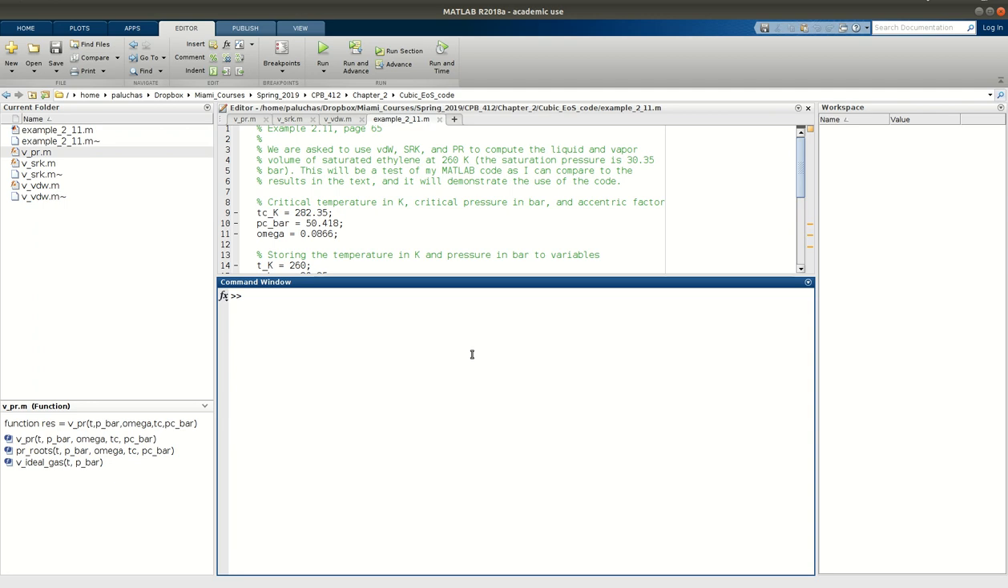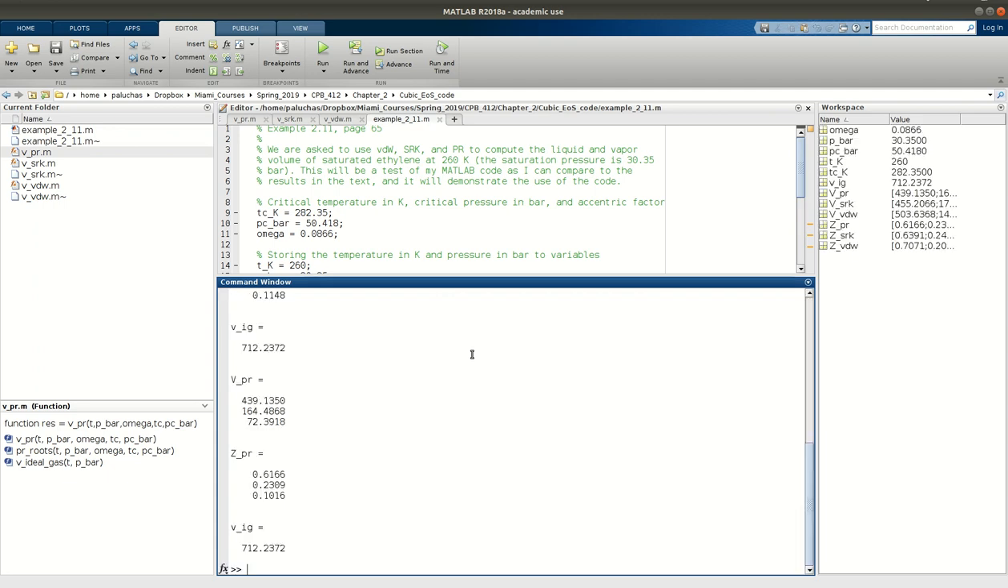Hopefully this is enough that you could update and tweak this for a particular problem. If I were to run this, I would just type example 2.1 in the command window. What's displayed and also stored in my workspace is my molar volume computed using van der Waals equation of state. My code is set up so it'll return all of the real z's and all of the real molar volumes. If there's an imaginary z, it'll get thrown out.